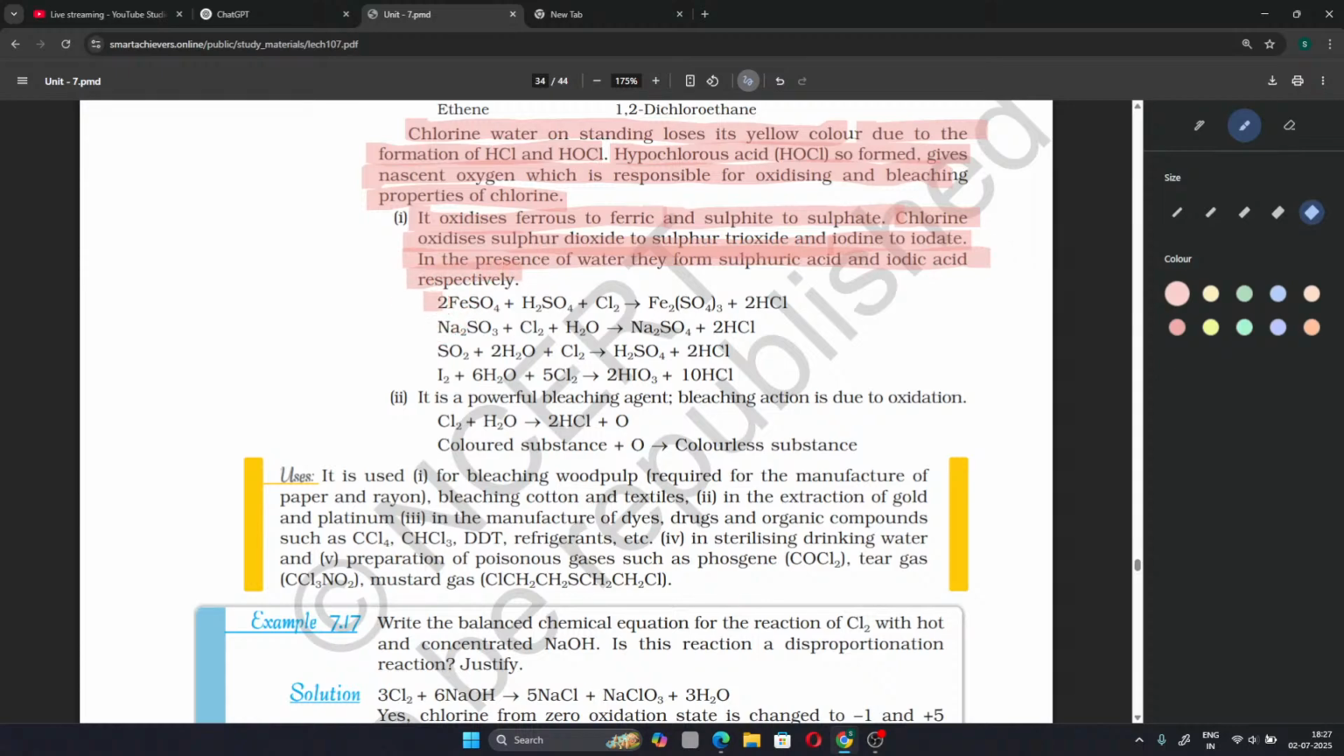The reactions are ferrous sulfate plus H2SO4, which is sulfuric acid, plus chlorine gives ferric sulfate and hydrochloric acid. Sodium sulfite plus chlorine plus water, basically chlorine water reacting with sodium sulfite gives sodium sulfate plus HCl formation. Sulfite is getting oxidized to sulfate. So sulfur dioxide gas with chlorine water gives sulfuric acid and HCl.